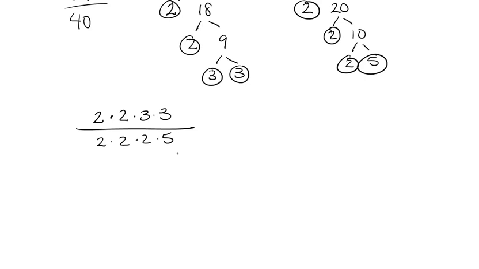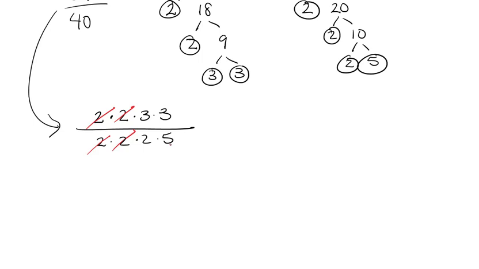Now, this is just rewritten, right, as our prime factorization. Now we can cross out common factors on the top and bottom. So we have a 2 and a 2. Those will cross out. Then we have another 2 and a 2. We cross those out. Then we look to see, on the top we have 3 and 3, and on the bottom we have 2 and 5. So we don't have any more common factors.